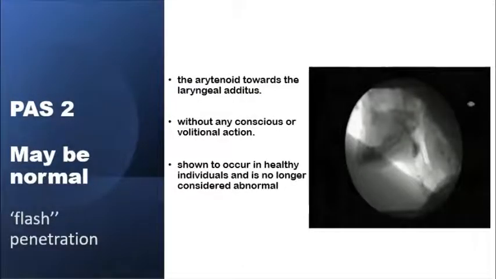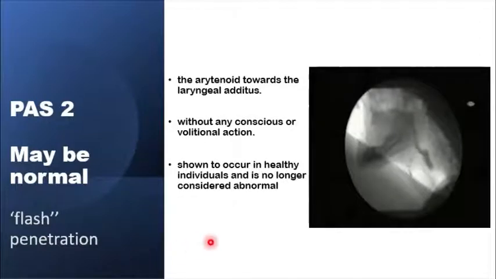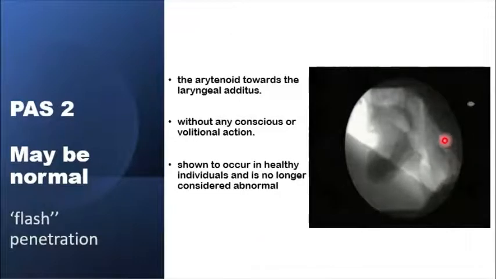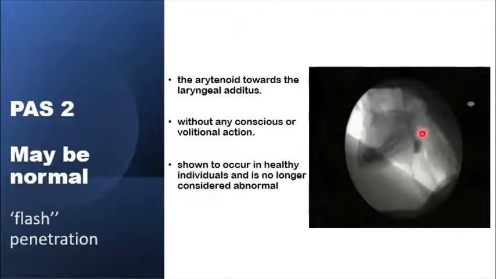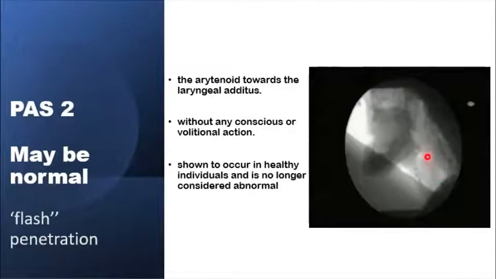The next level is penetration aspiration score of 2, which is sometimes called flash penetration. You would see a very brief attempt at penetration of the bolus into the laryngeal vestibule that is promptly cleared off the larynx down the hypopharynx. This is a very brief attempt at penetration that's promptly cleared completely out of the airway and swallowed. And this can be passed as normal. It's not seen as an abnormality because it happens so often in normal subjects.